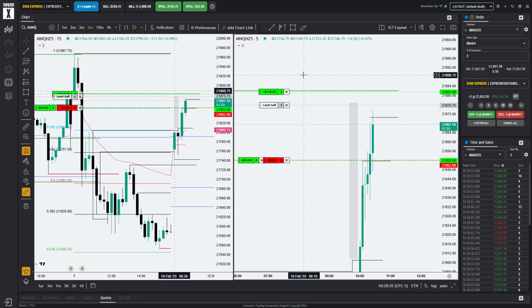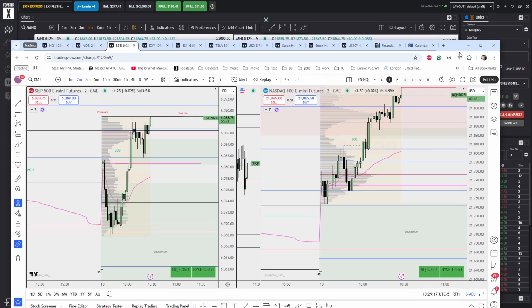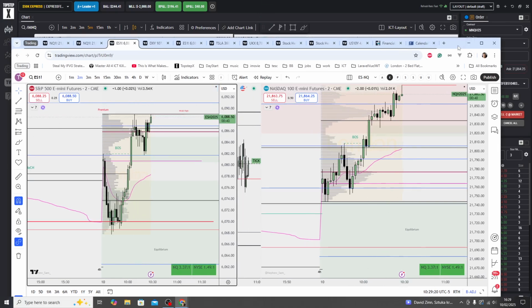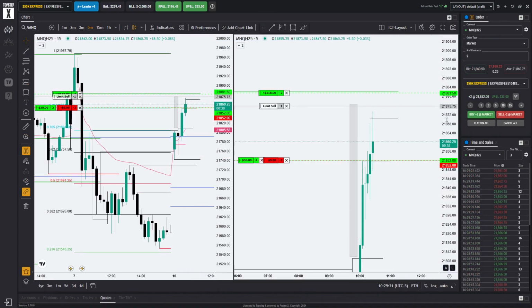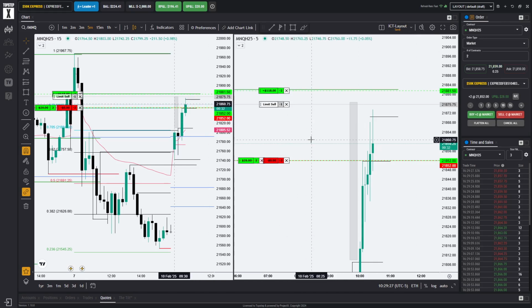Let's go. ES is about to push through that. I haven't done it yet. Talking about that level, yes. But why is Nasdaq pulling? A bit too deep for my taste. A little bit too deep.